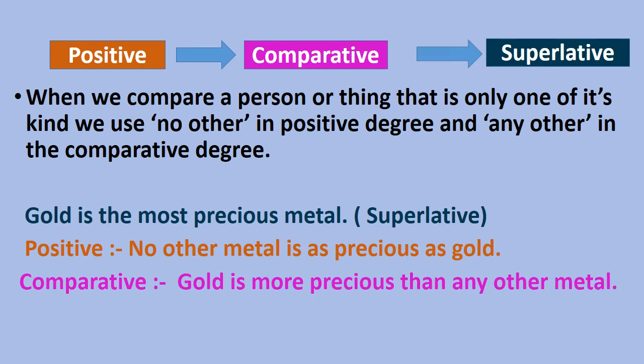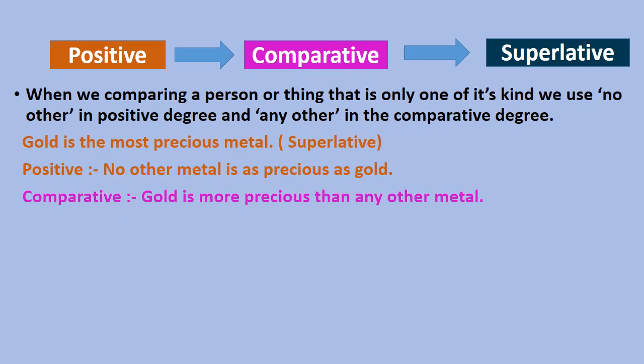Here "any other metal" we have written at the end of the sentence, and we have begun our sentence with gold only. But the most important thing that we have to remember is to use the comparative form of the adjective and don't forget to use "than". Let us see one more example.